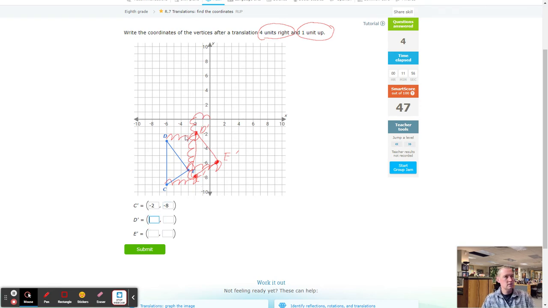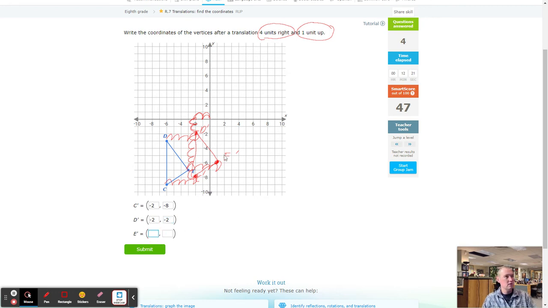B, we have to the left 1, to the left 2, so -2. And the next one, from our -2, down 1, down 2 is also -2. So -2, -2. So left 2, down 2 for D prime.